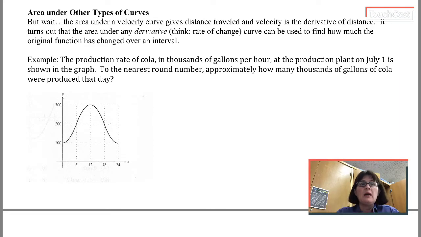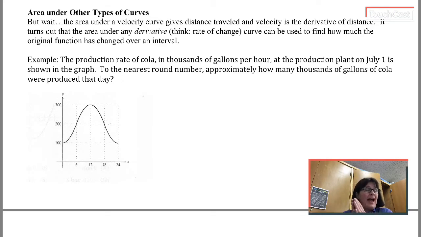So here's an example. I have a graph here, and it's the rate at which cola is produced at some cola production factory. Has nothing to do with distance, has nothing to do with velocity, but it's a rate of change. It's the rate at which cola is produced. So this I see didn't print with all the information you might expect. It's written in the words though. So the production rate is given in thousands of gallons per hour, and time is measured in hours across the input axis, in this case the x-axis. To the nearest round number, approximately how many thousands of gallons of cola were produced that day.